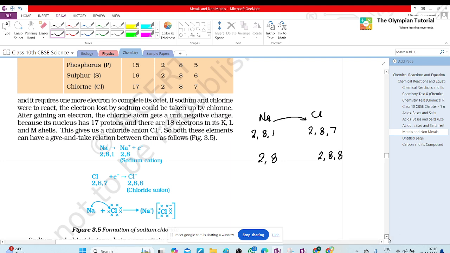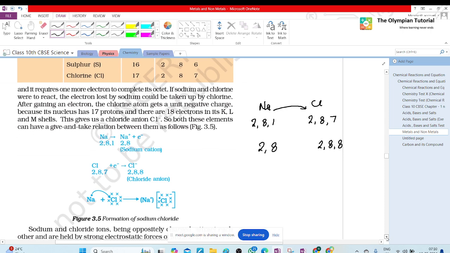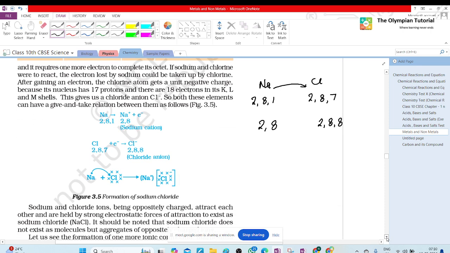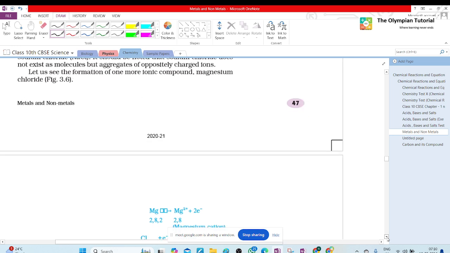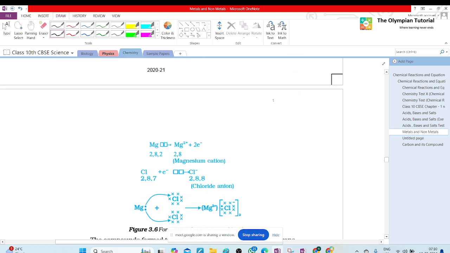Ma'am, I understood this, but I think they gave another example other than sodium and chlorine. Magnesium, magnesium chloride. I got confused when they wrote 2, 8, 8. I thought it's supposed to be 2, 8. Can you explain that? Yes, sure. Magnesium has 12 electrons, 2, 8, 2, and chlorine 2, 8, 7.